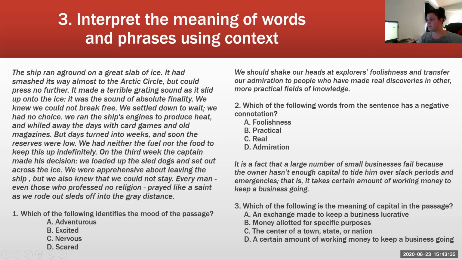So an exchange made to keep a business lucrative, that's not correct. Money allotted for specific purposes, that could be considered a correct answer, but it's not. D is the most correct answer. Again, that's that nursing question. Which one is the most correct answer? And C is just like your left field, like where did you get that from?